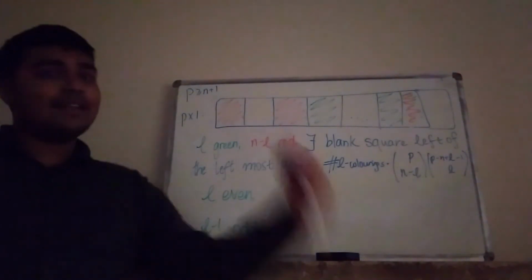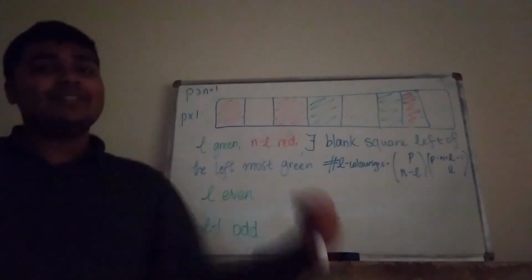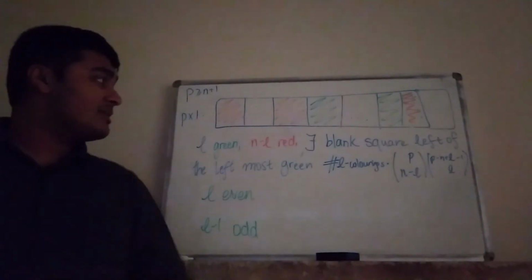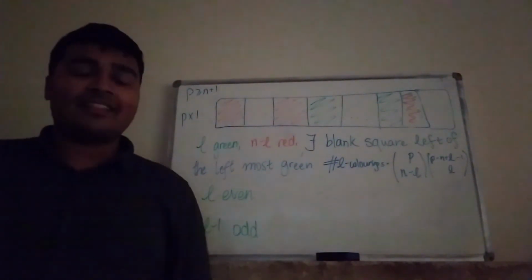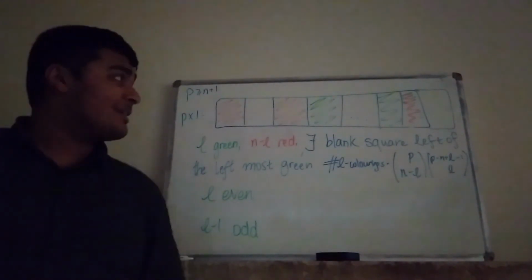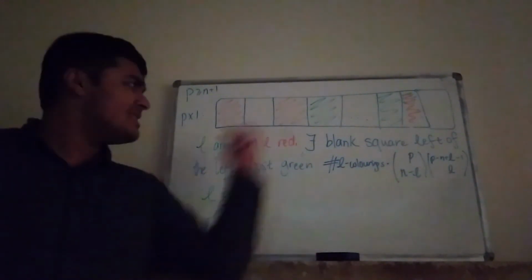So if L is odd, then we get L even, and if L is even, then L is odd. So that essentially shows that the number of L colourings when L is even is the same as the number of L colourings when L is odd, because there's a one-to-one correspondence, as you can see from applying this process.